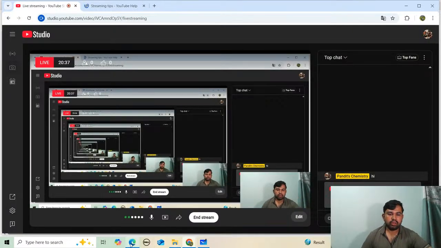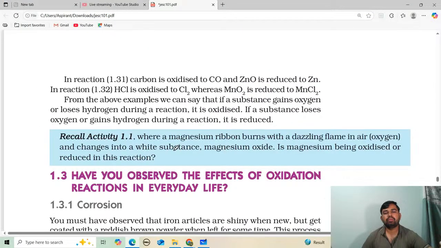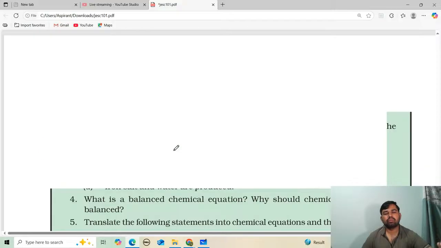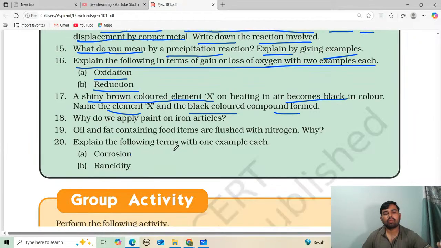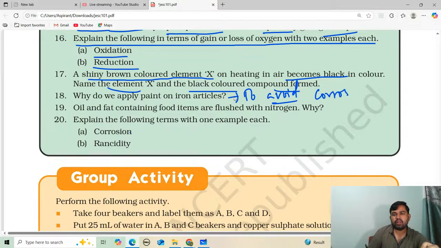Next question. Question number 18: Why do we apply paint on iron articles? Simple, right here only the answer: to avoid corrosion, or you can say rusting.